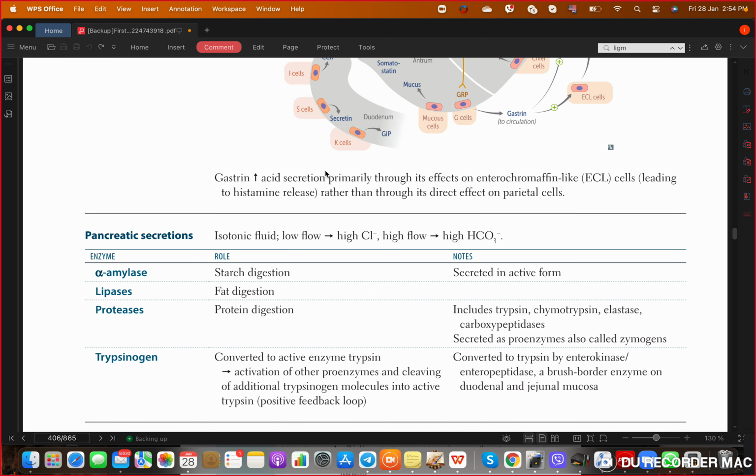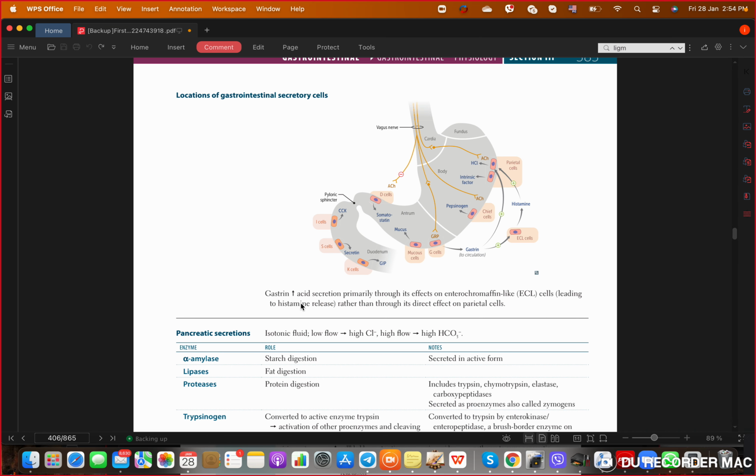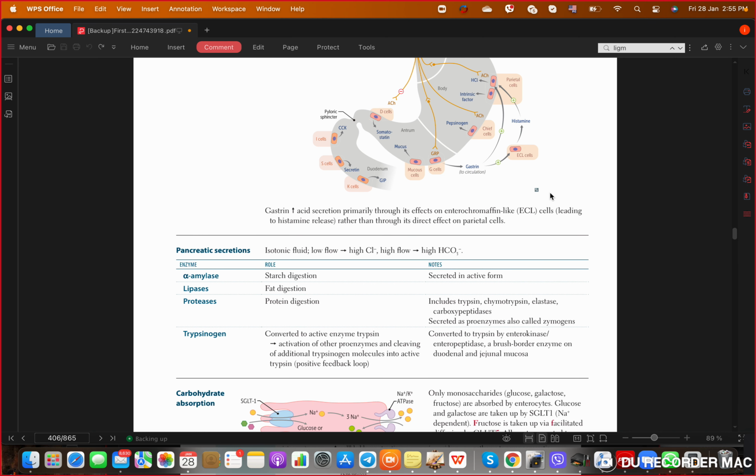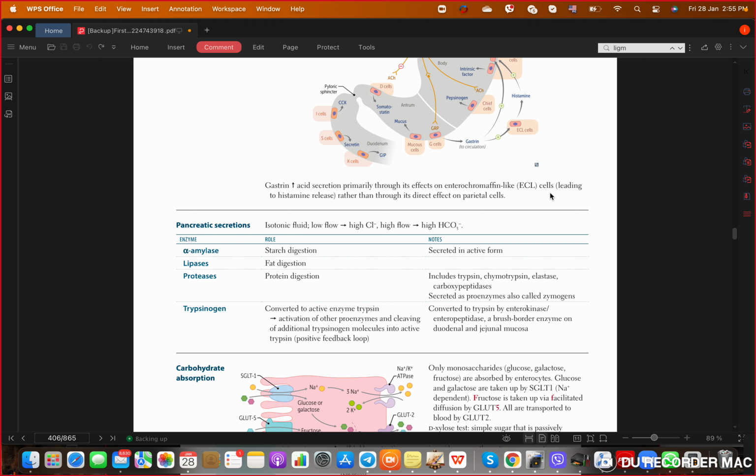Okay, so look what they write. Gastrin increases acid secretion primarily through its effect on the enterochromaffin-like cells, leading to histamine release rather than through the direct effect on the parietal cells. So as I told you, this pathway is the strongest. Okay. So pancreatic secretion, now this topic is important.